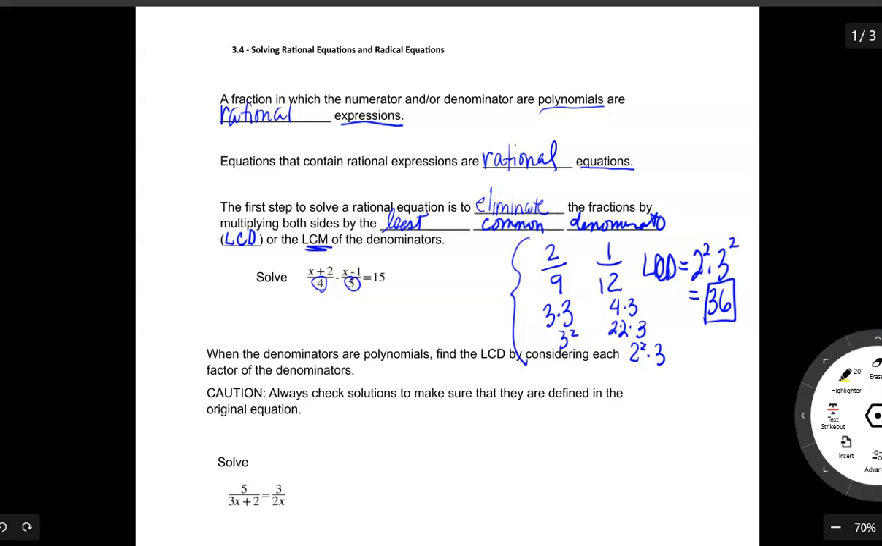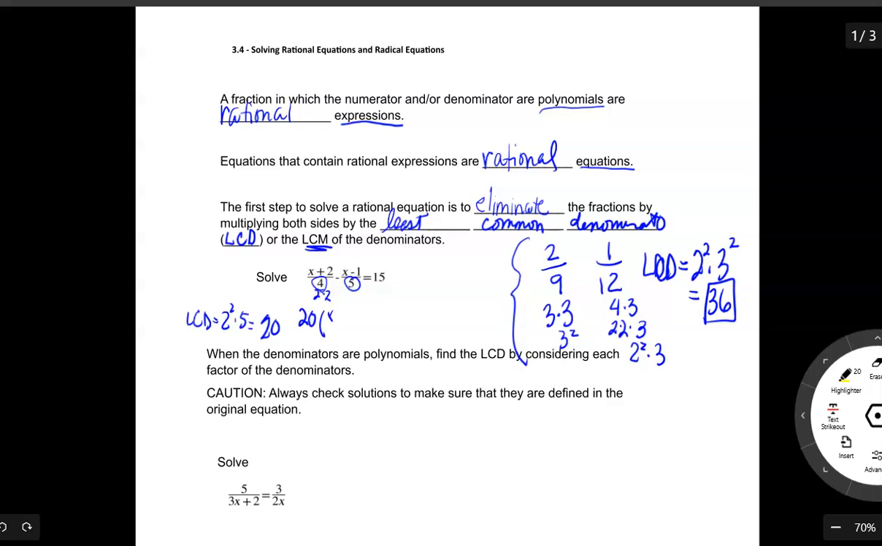What is the smallest number that they will both go into? Well, we could break the 4 down if you need to. It's 2 times 2. 5 doesn't have any 2, so our least common denominator has to have 2 squared, and it has to have 5. So we get 4 times 5, which is 20. So we're going to multiply both sides by 20.